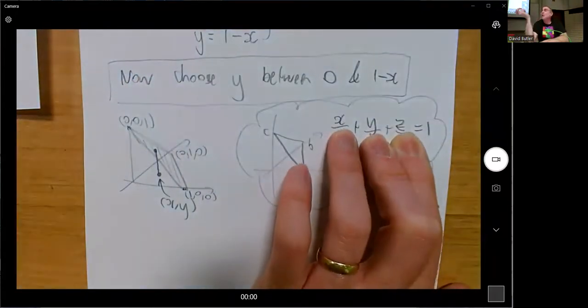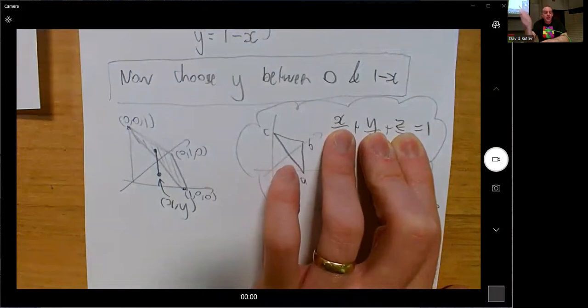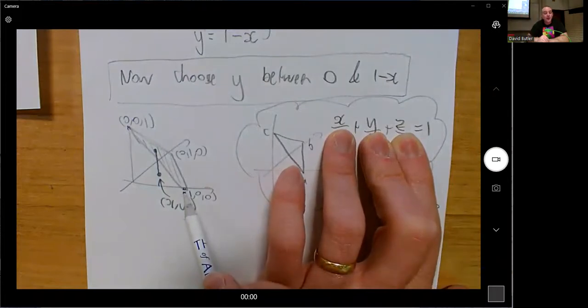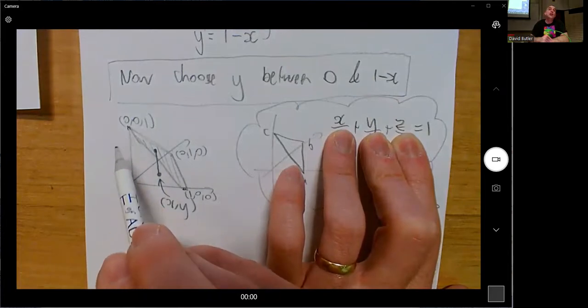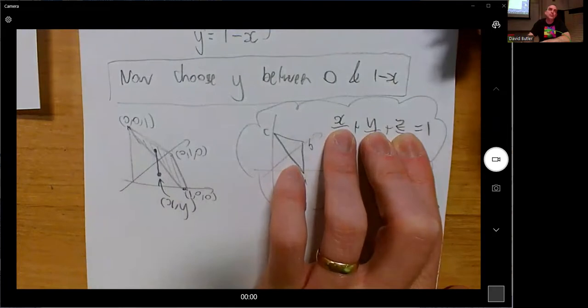Because it has to have an equation involving x and y and z. And at this point, x plus y plus z is 1. And so if 3 of the points satisfy the equation, all of them will.